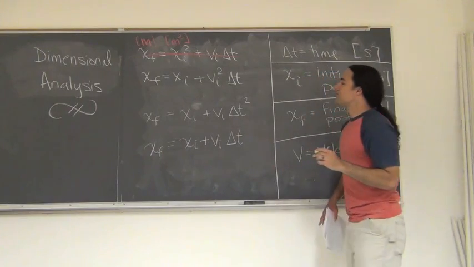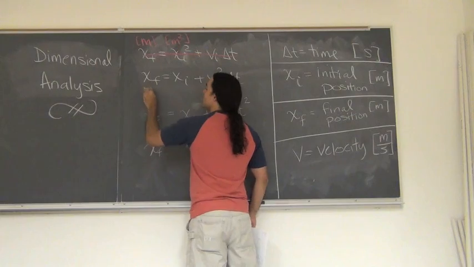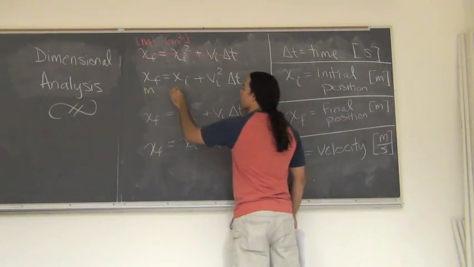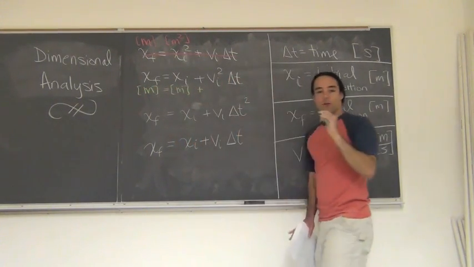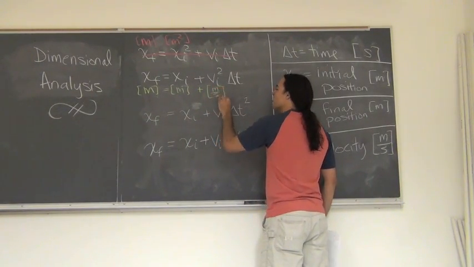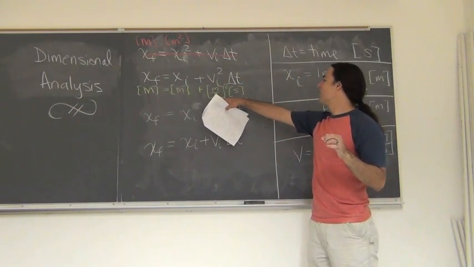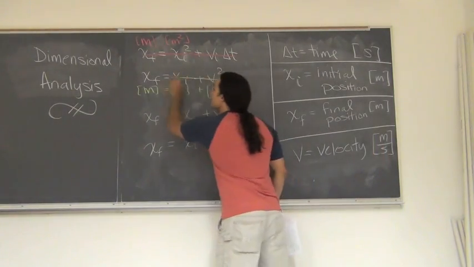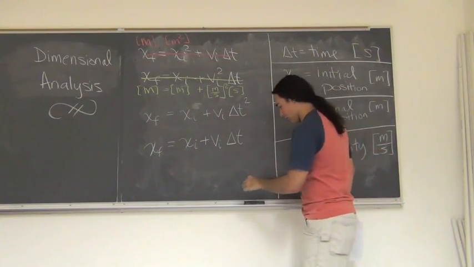Now let's look at this guy. I have x final. I know that's in meters. I've got x initial here. That's also in meters, so we're good so far. I have meters is something in meters plus something else. Let's see if this is still going to work. Let's see, velocity is in meters per second. When I square that and multiply by seconds, I'm going to get, well, one of my seconds is going to cancel out, but I'm going to still have meters squared. So that's not going to work out. That guy's out.